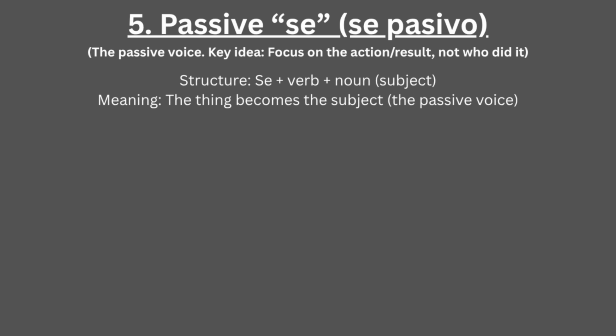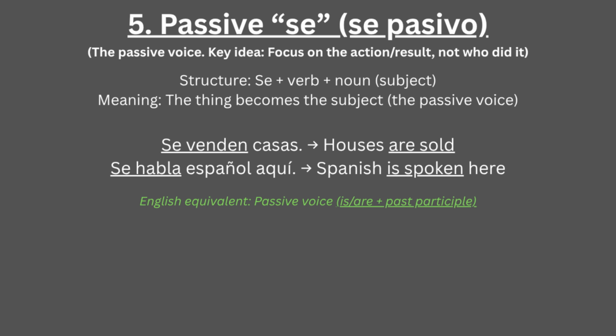The fifth way is a passive se, where the focus is on the action or the result, but not who did it. The pattern follows se plus a verb plus a noun or a subject, and the English equivalent is the use of the passive voice with the verb to be plus a past participle. An example is se venden casas. Houses are sold. Se habla español aquí. Spanish is spoken here. In one way, the passive se is a subcategory of the impersonal se, and it's very common to find in Spanish.